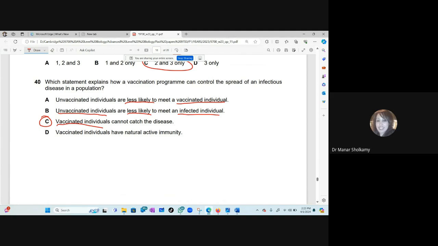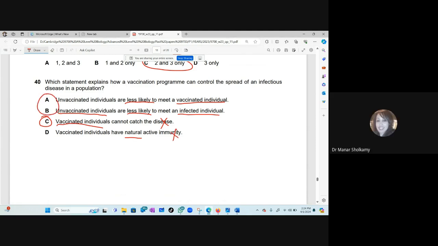Why wrong? I'm vaccinated, but I can catch the disease, but I will not show signs and symptoms. Vaccination does not prevent me from catching the disease. It just gives me immunity. You understand? So C is wrong. D: Vaccinated individuals have natural active immunity? Wrong. So I have to choose between A and B.